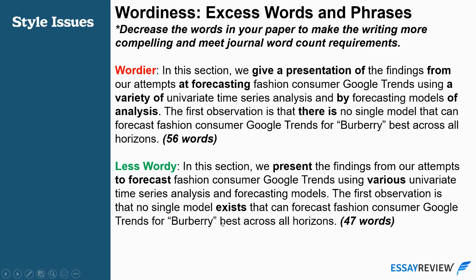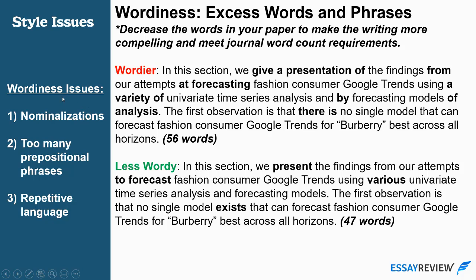There is no single model. No single model exists. So not only is it less wordy, but we have stronger verbs in some cases. There is no A. A는 없어요. A doesn't exist is a little bit stronger. So let's look at how we do that.